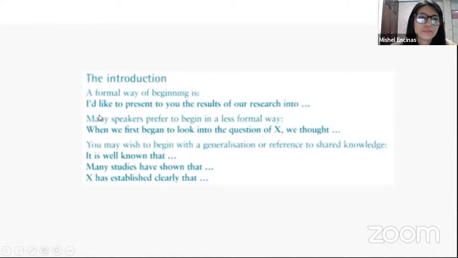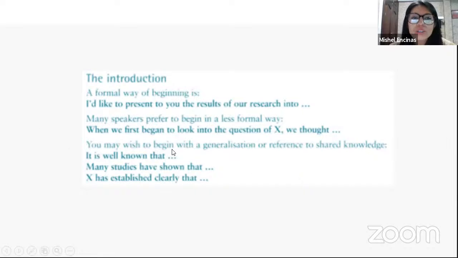The introduction. A formal way of beginning is, I'd like to present to you the results of our research into, and you give the title of the topic. Many speakers prefer to begin in a less formal way. When we first began to look into the question of this topic, we thought that this wasn't a good idea, but now that we've finally finished the research, we found out that, and you give all your reasons, okay?